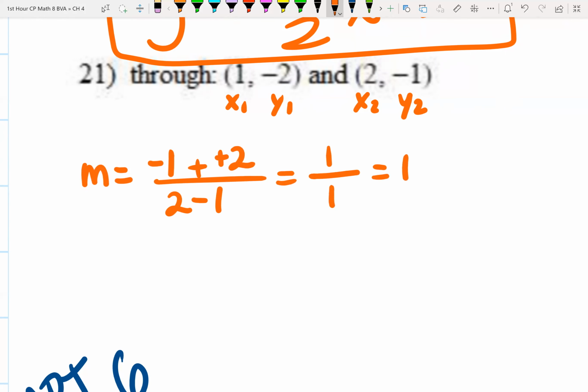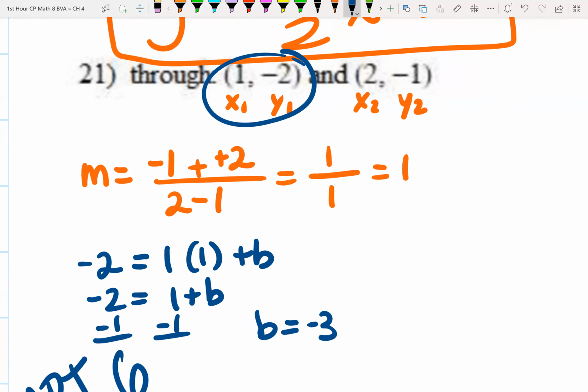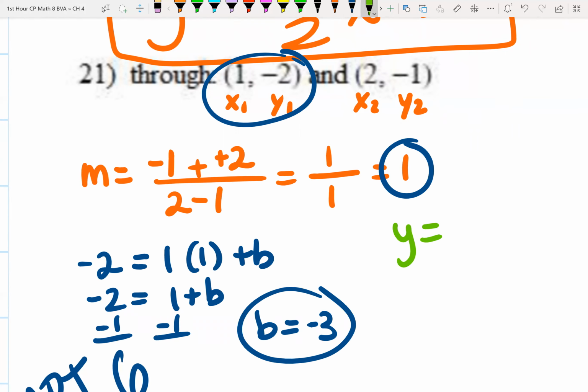Another slope of 1. Plug in a coordinate into slope-intercept form. So let's put the -2 in for y, 1 for m, and 1 for x, and solve for b. b is -3. So there's your slope. There's your y-intercept. Write your equation. Y equals 1x minus 3, which is y equals x minus 3.